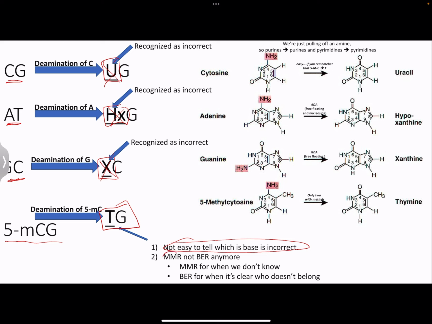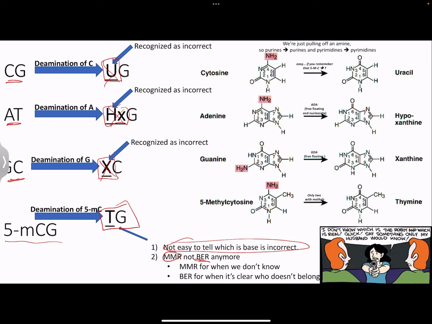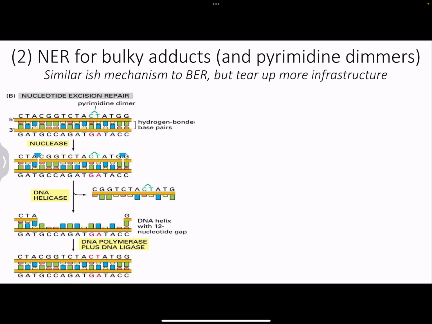Well, that's where we have mismatch repair come in, and not base excision repair. Base excision repair is where we know who the bad guy is. So I always thought of that. All right, so NER now is for bulky adducts, pyrimidine dimers, anything that introduces a large kink, and it's going to be a very similar mechanism. We have an endonuclease. I guess here the difference is you have a helicase to rip it out, but then a polymerase and a ligase again.